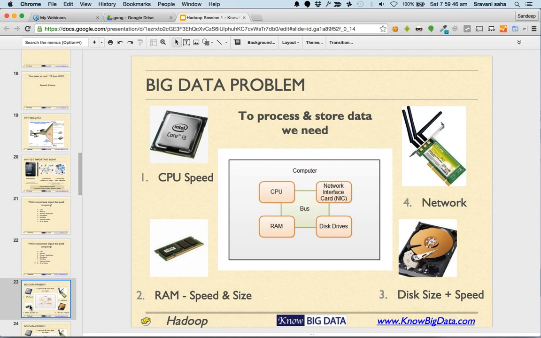So CPUs are fairly fast. Second is the RAM, which is speed and the size. Actually, RAM is the one which becomes the bottleneck immediately. Even though your RAM might be 100 gigabytes on servers, still it gets full very quickly.